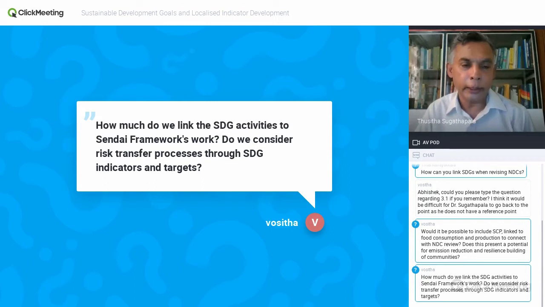Especially when you look at the localization aspect, sometimes we have national level indicators, but they don't really look at a specific area, sector or geographic location to localize those targets and indicators. So this, I think, is one area where more emphasis or effort has to go.